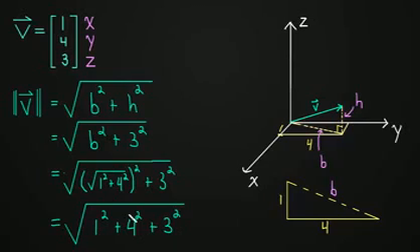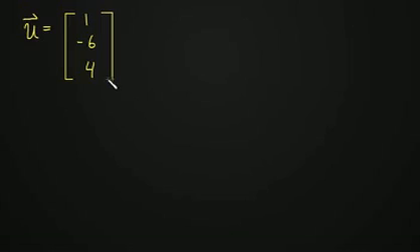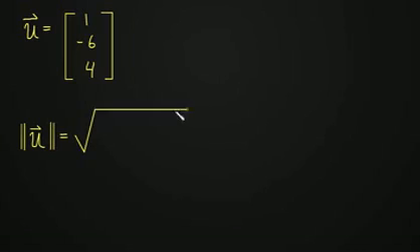Okay, let's do another example. Let's say we have u is equal to, I don't know, 1, -6, 4. What is the length of u? Well, we don't need to go through the whole process that we went through. As long as we understand what we did, we can just remember that the end result is that we take each component, we square it, we add them all together, and we take the square root. So simply the square root of 1 squared plus -6 squared plus 4 squared. And that's it.